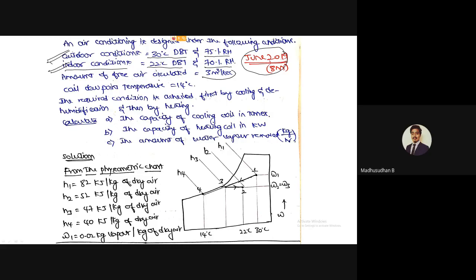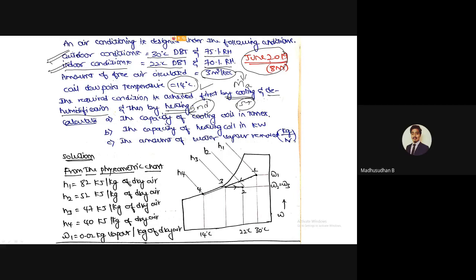So the amount of fresh air circulated is nothing but your mass flow rate of air. So mass flow rate of air is given here. Next, coil dew point temperature is given as 14 degrees Celsius. We will see how it could be used while plotting on the psychrometric chart. And the required conditions are achieved by first cooling. So cooling and dehumidification is the first process and the second process is heating. So these two processes are employed to get this outdoor condition to an indoor condition. This is how air conditioning of this particular system is done.